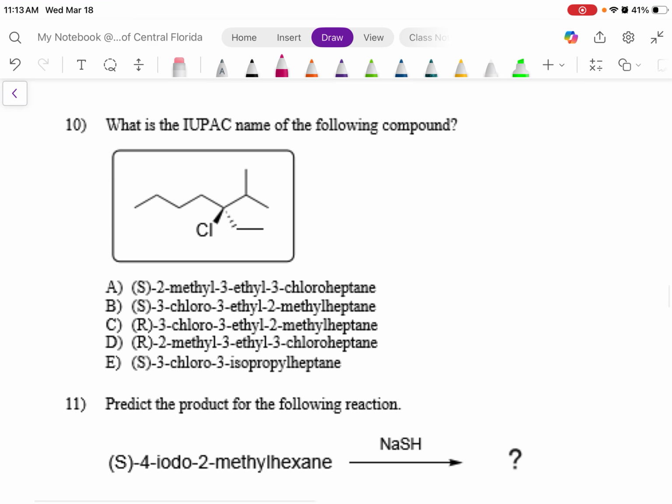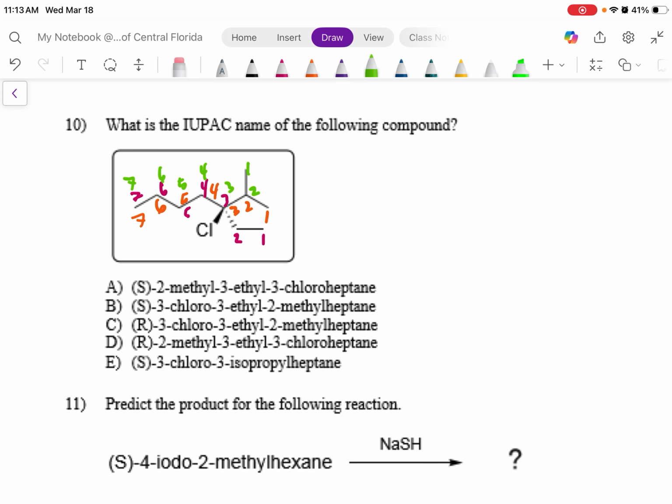Okay, when we name this, what's our objective? Step 1 is find the longest carbon chain. So if I go 1, 2, 3, 4, 5, 6, 7, that would be heptane. Can I find a longer one? 1, 2, 3, 4, 5, 6, 7. And then if I did this, 1, 2, 3, 4, 5, 6, and 7. So it doesn't matter how I draw it out or trace it, we are going to get 7 no matter what.